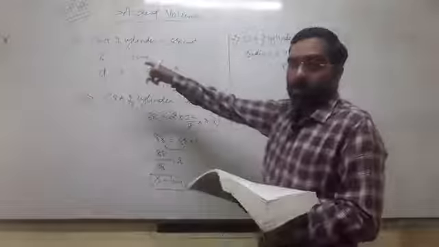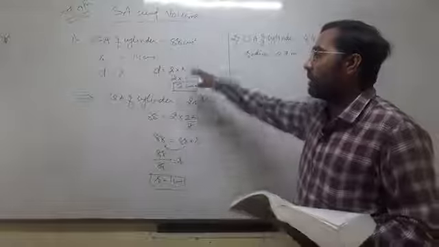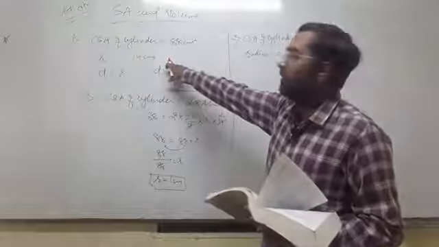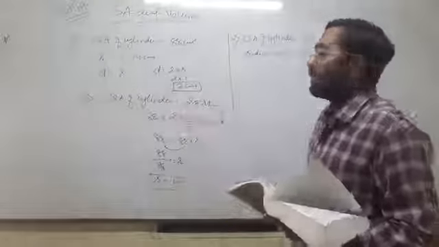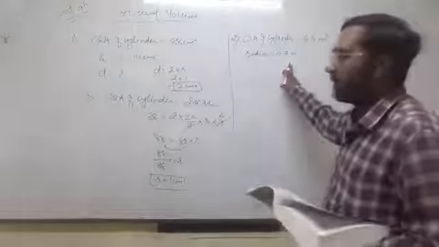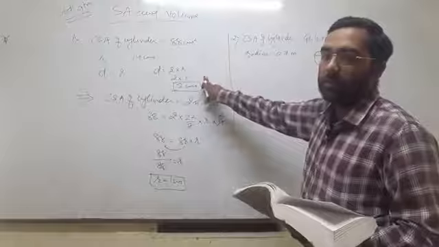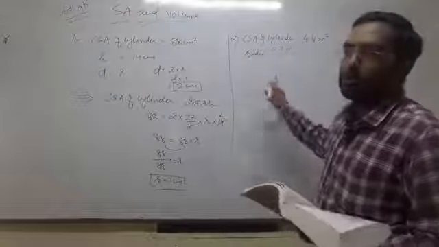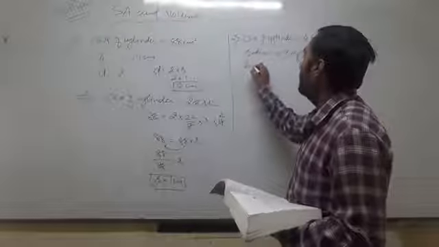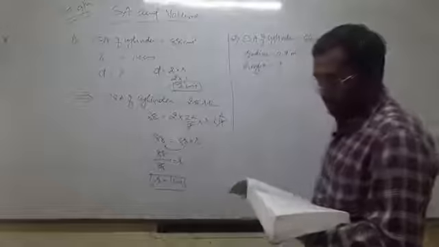In the last question it was given that the height of the cylinder is 14 centimeter. Now in this question radius is given, that is 0.7 meter, and in the last question you had to find the radius of the cylinder. Now in this question you have to find the height of the cylinder. Okay.